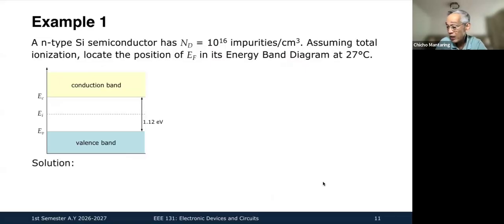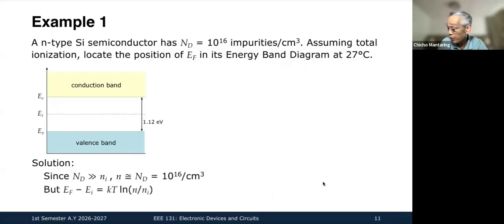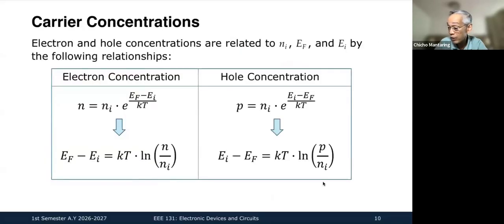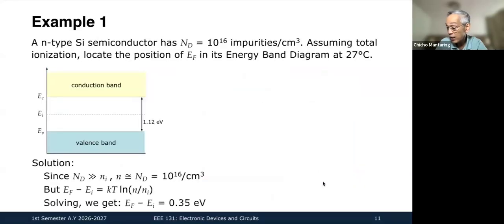So N, no, will be approximately equal to N of D, which is 10 to the 16. No? And therefore, magagamit ko na yung formula dito. Itong formula na to. E of F minus E of I is KT ln N over Ni. No? So we get E of F minus E of I is 0.35 electron volts.